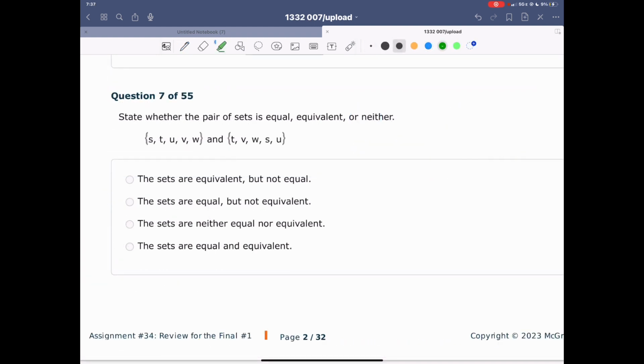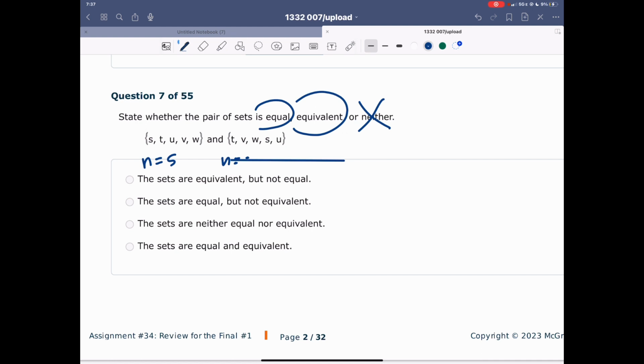Determine whether the pair of sets is equal, equivalent, or neither. In this case, they're both equal and equivalent. And the reason why they're equal and equivalent is because the cardinality for each is 5. But they also have the exact same parts of each set. So S is here, T, U, and then V, W. Since they have the exact same contents in each set, that makes them equivalent and equal, paired with the same cardinality. So sets are equal and equivalent.